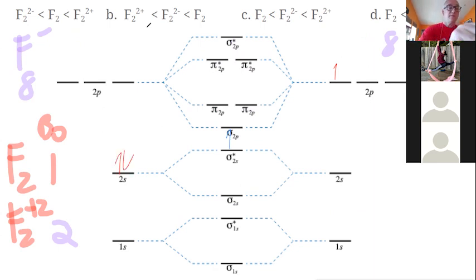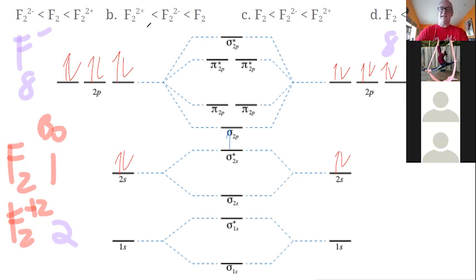So 1, 2, 3, 4, 5, 6, 7, 8. They're all filled. So I have a complete octet. What do you suspect the bond order of 2 atoms that have a complete octet are going to be? Are they going to form any bonds? No. Probably not, right? I mean, just think, F minus, fluoride ion, has the same electron configuration as neon. Does neon form any bonds with another neon atom? No. Doesn't, right?